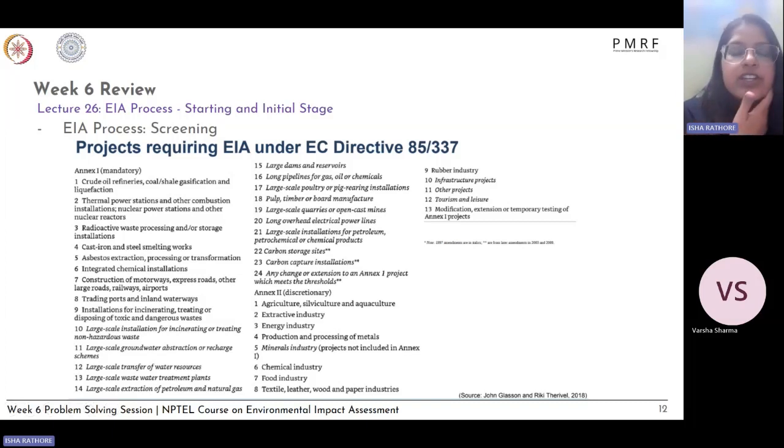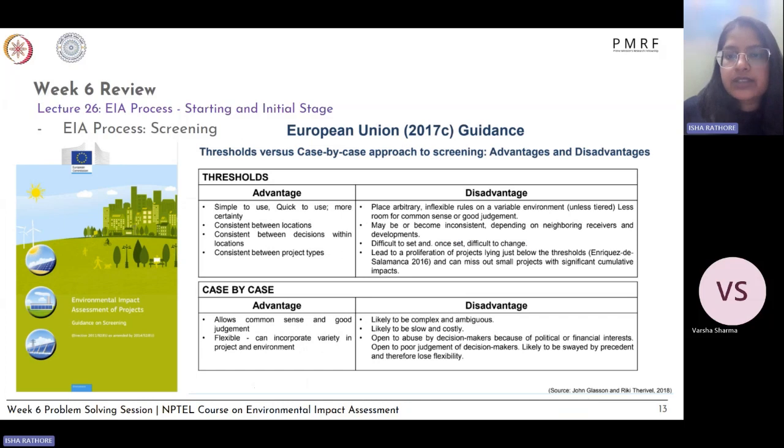We will look at the further thresholds required for doing EIA for the different kinds of projects and what is the minimum area requirement for the project for which EIA needs to be done. But different agencies have these thresholds for doing EIA. So a European Union 2017 guidance looks at two different approaches for doing screening: the thresholds approach and the case by case approach. The threshold approach is simple to use, quick to use, and more certain. It's consistent between locations, consistent between decisions within locations, and consistent between project types.